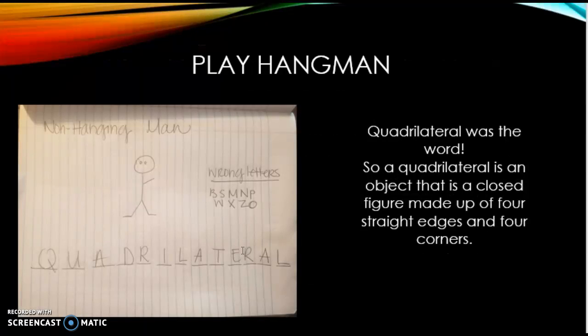Quadrilateral was the word. So a quadrilateral is an object that is a closed figure made up of 4 straight edges and 4 corners. And then as you can see here, we have a couple of wrong letters, so the students will guess a couple of wrong letters, and as they guess a wrong letter like B, you just start drawing the man. And because this is elementary, we're going to use a non-hanging man, but it's basically hangman, except we're just going to draw him out. And once they got the entire word quadrilateral correct, we went ahead and stopped.